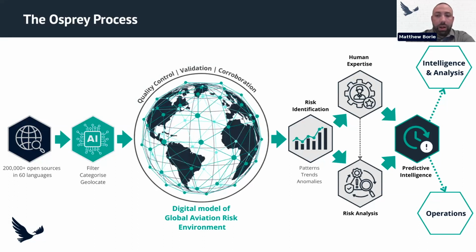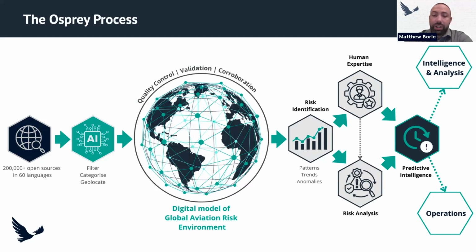I think the key piece here is this fits into a number of Osprey products. So most of what's on the left is used by Osprey internally. Our ability to collect information and our ability to filter and categorize and geolocate is tools that Osprey has for use with its analysts. However, our digital model of the global aviation risk environment and the output of our risk assessments for country, airports, and airspace is a product that's available to our clients through our report functionality.